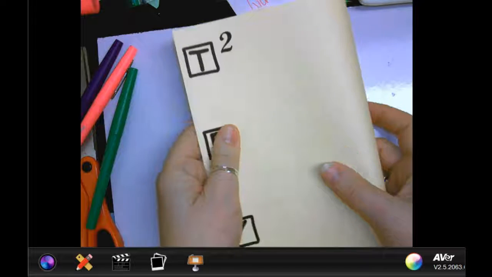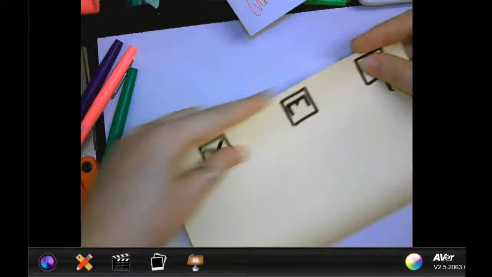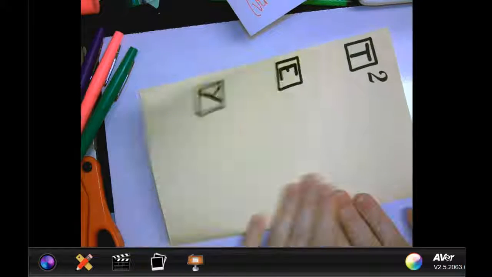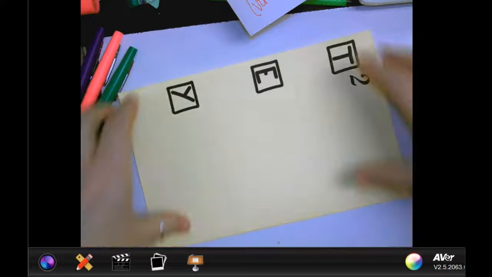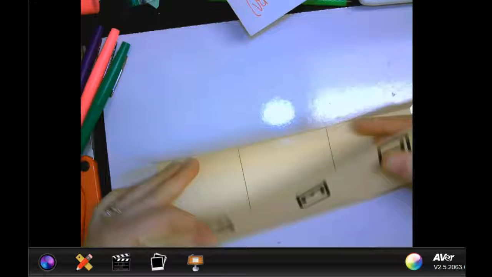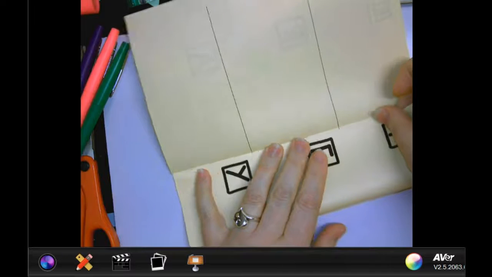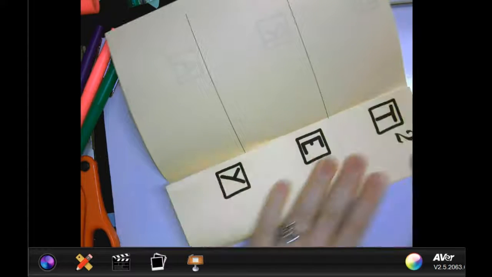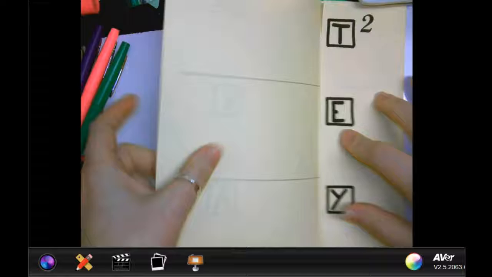Okay, so I need you to take this and fold it in half like this. Okay. And then open it back up and fold the outsides into the middle. Like so.